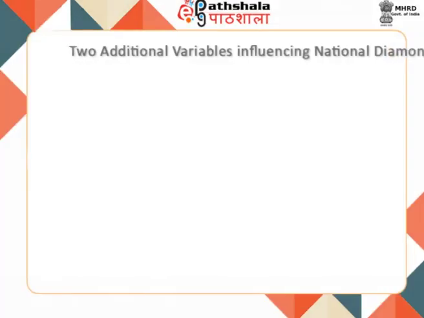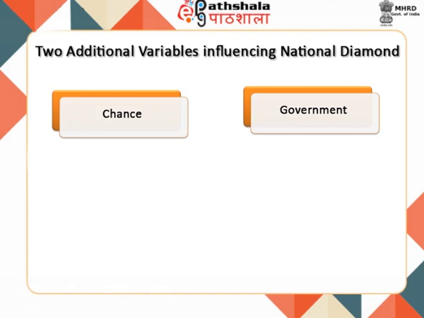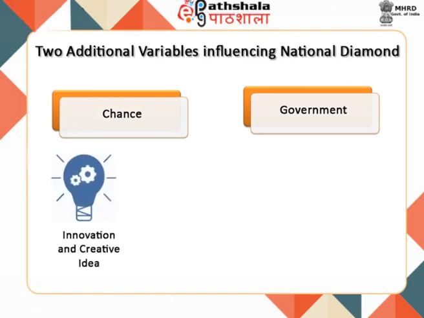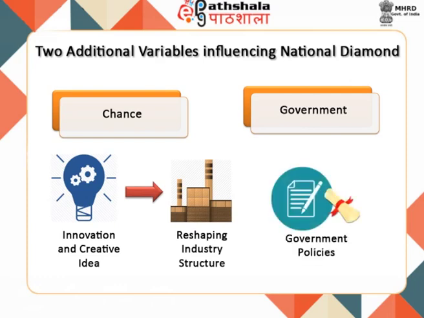Porter proposes that there are two additional variables that influence the national diamond: chance and government. Chance events such as innovation and creative ideas can reshape the structure of industry, and the other one is government, which can detract from or improve national advantage by using its policies.